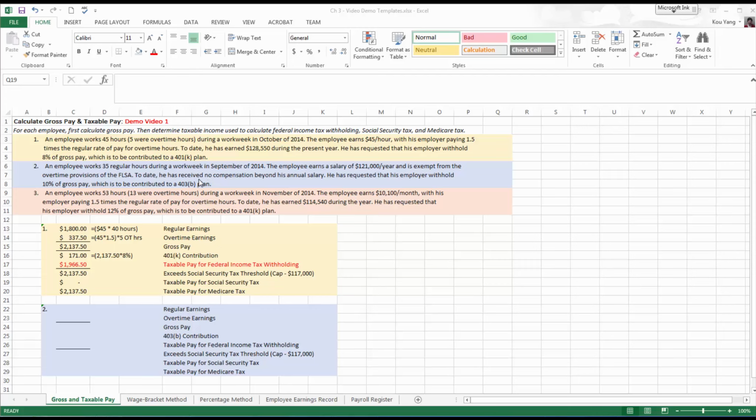So to date, he has received no compensation beyond his annual salary. He has requested that his employer withhold 10% of gross pay, which is to be contributed to a 403B plan.